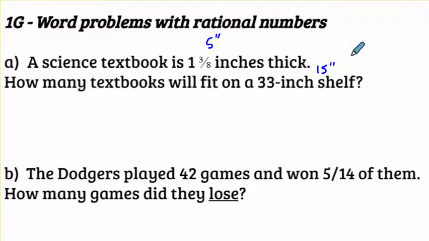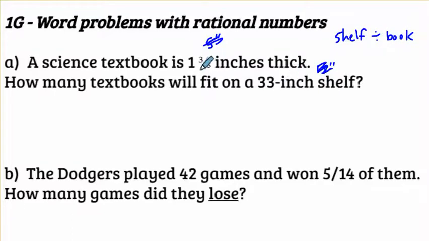How did you do that? You took the shelf, which was 15, and you divided it by the book's width. So in this case, we took 15 and divided it by 5, and that's how we got 3. Well, that is just going to help you figure out what we need to do. We're taking the length of the shelf and dividing it by the width of the book.